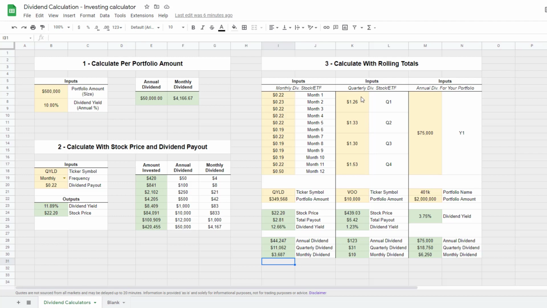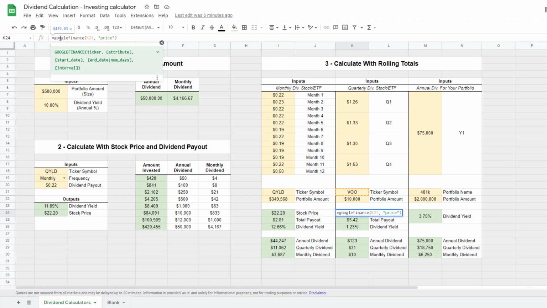Let's say you had a stock or ETF that paid a quarterly dividend. Let's go ahead and use VOO. I already grabbed the numbers for you. So again, yellows are inputs. I type in the ticker symbol VOO, and let's say we had $10,000 in VOO. The stock price is going to be found by typing in equals Google Finance, ticker symbol, and then "price" in quotes, close parentheses, and today's price for VOO is $439.